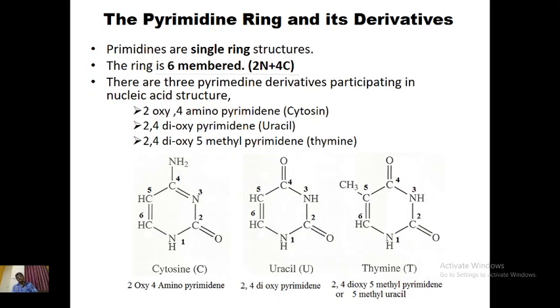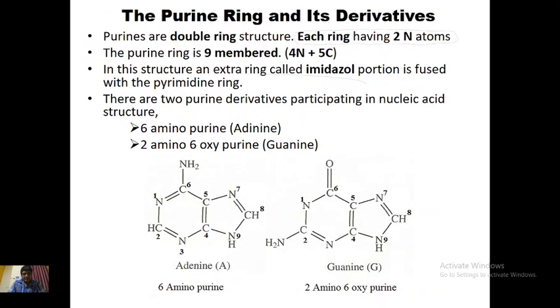These are simple names we give them, and in the same way you can call uracil 2,4-dioxy pyrimidine, and you can call thymine, you see, just like uracil, thymine also has these 2 O groups, just one methyl group at the 5th position, and it becomes thymine. So thymine is nothing else but 5-methyl uracil, or 2,4-dioxy 5-methyl pyrimidine, whatever you like to say.